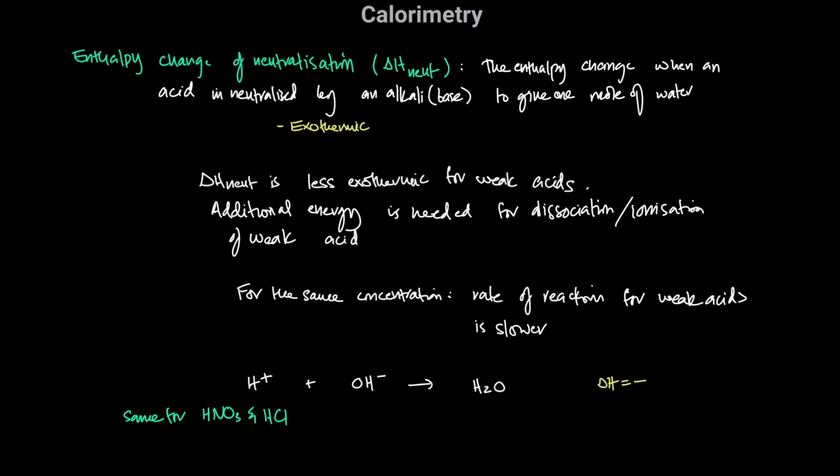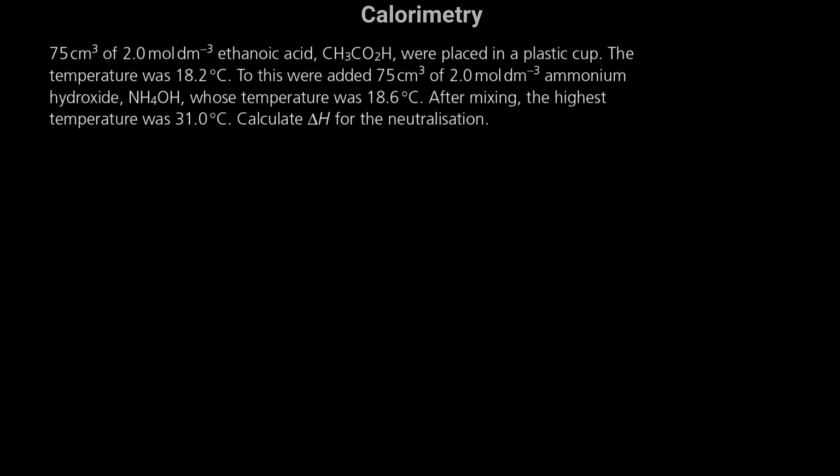So now we're going to look at how we can calculate the enthalpy change of neutralization using calorimetry, okay? So here's a question which says, 75 centimeter cube of 2 mole per decimeter cube ethanoic acid were placed in a plastic cup. The temperature was 18.2 degrees Celsius. To this were added 75 centimeter cube of 2 mole per decimeter cube ammonium hydroxide, whose temperature was 18.6 degrees Celsius. After mixing, the highest temperature was 31 degrees Celsius. Calculate the enthalpy change of neutralization for this process.